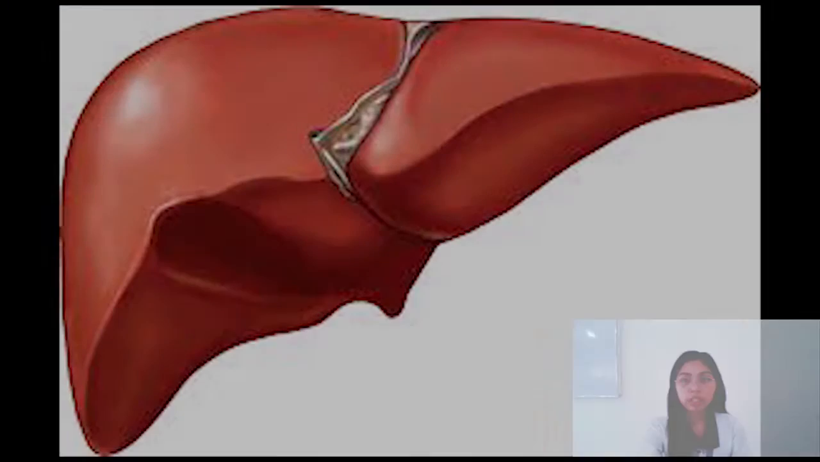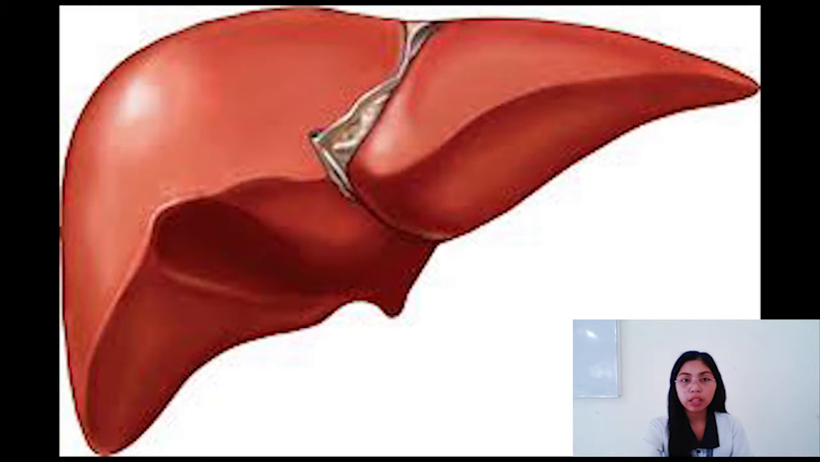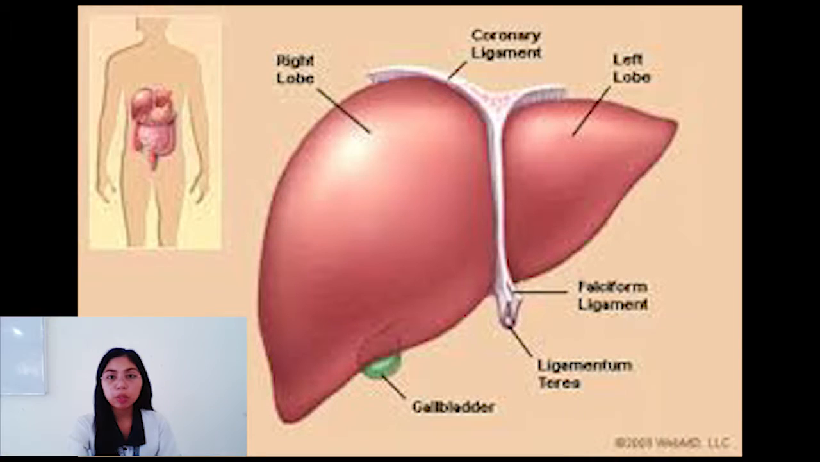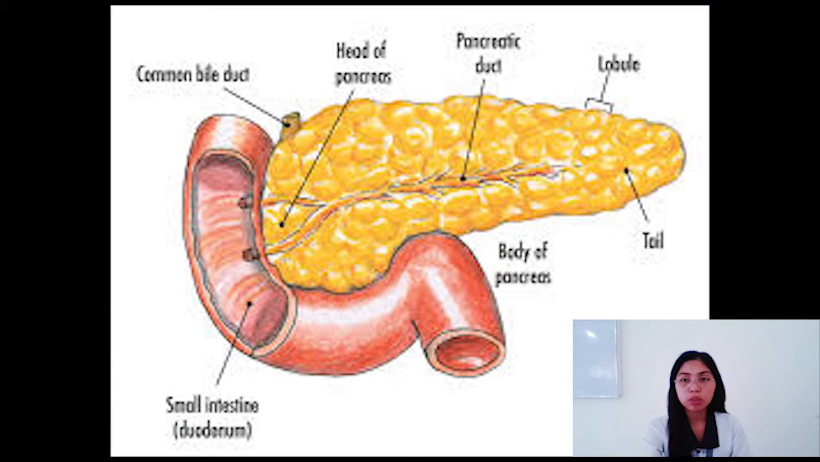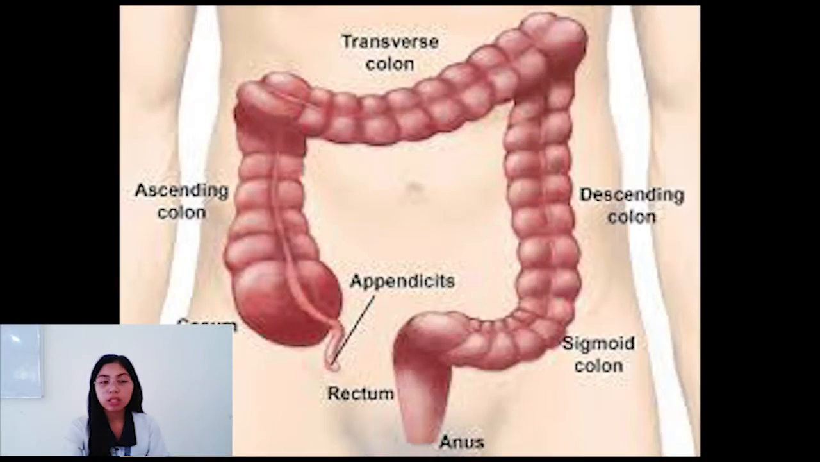Here is the liver, and in the bottommost part is the pancreas. The liver produces bile and the pancreas produces enzymes, both of which are used in the small intestine, after which the waste goes to the large intestine and out through the anus.